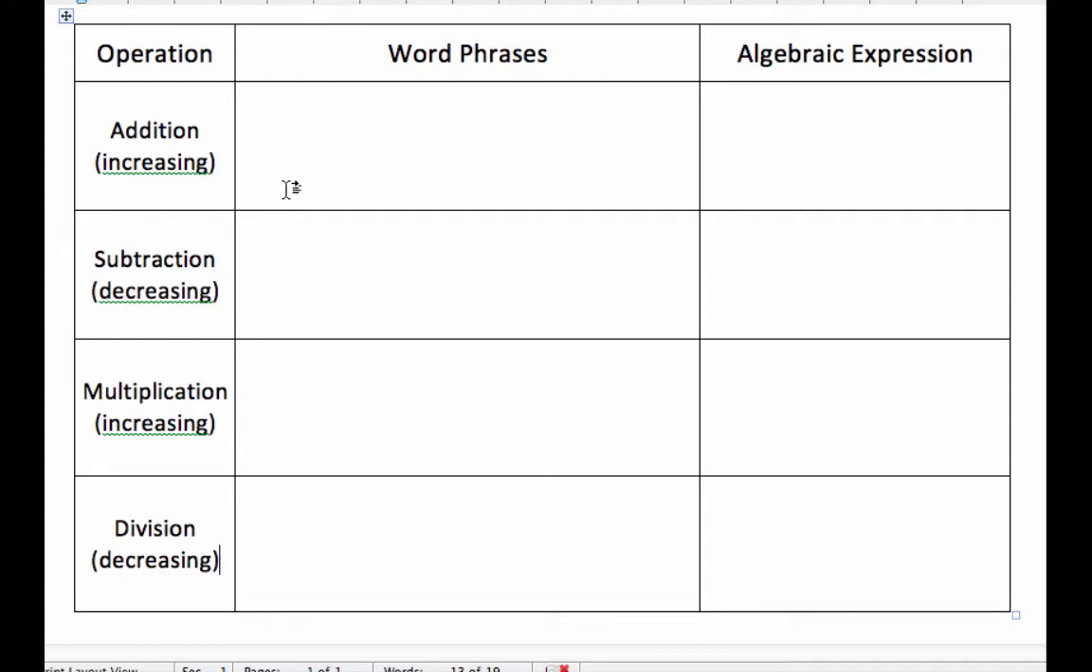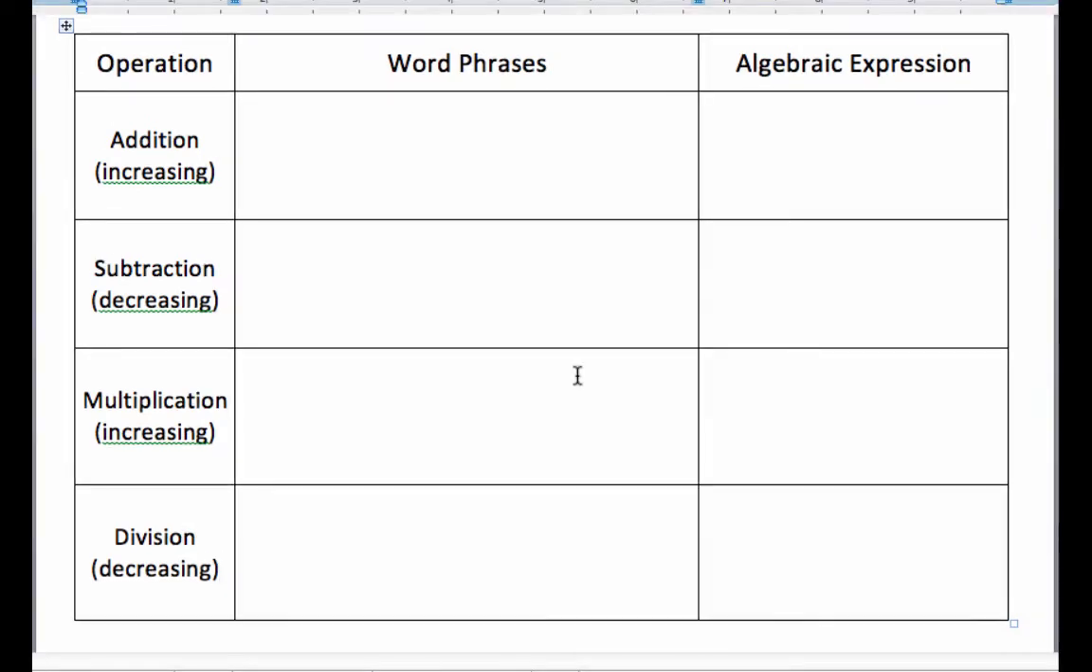Now we're going to write example word phrases for each of these along with algebraic expressions that match. Make sure when you're filling out this table that you write kind of small because we're going to have a lot. If you need to fill up the back of it too, that would be fine, but try to write as neatly as possible. We're going to be using these tables in class a lot over the next week. The first operation we're going to start with is addition.